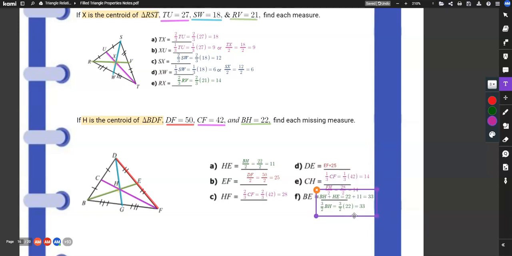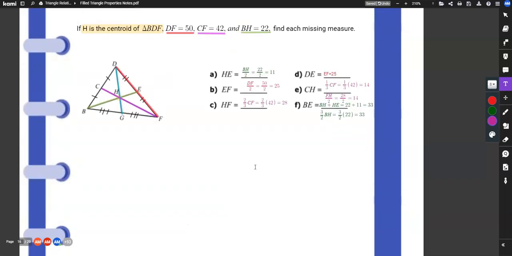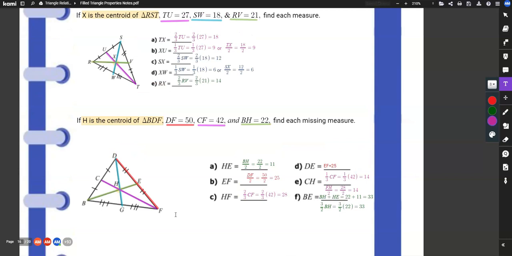Right, so that's all I have for you right now. Make sure you get this filled in completely because you will need this information for the test you have next week.